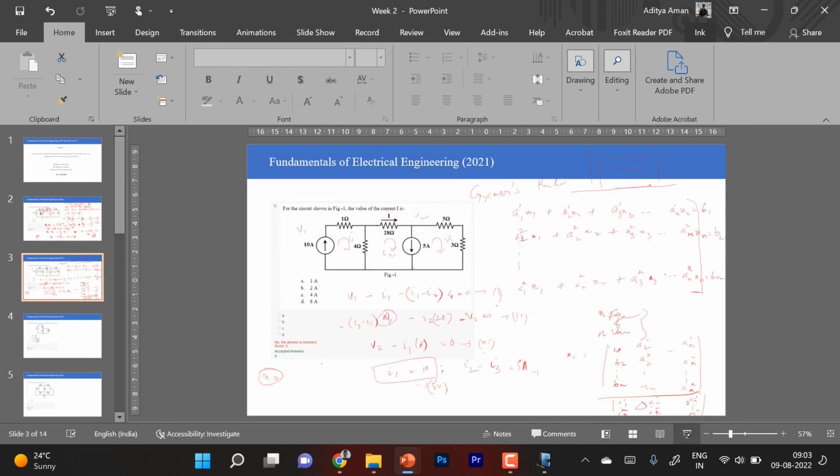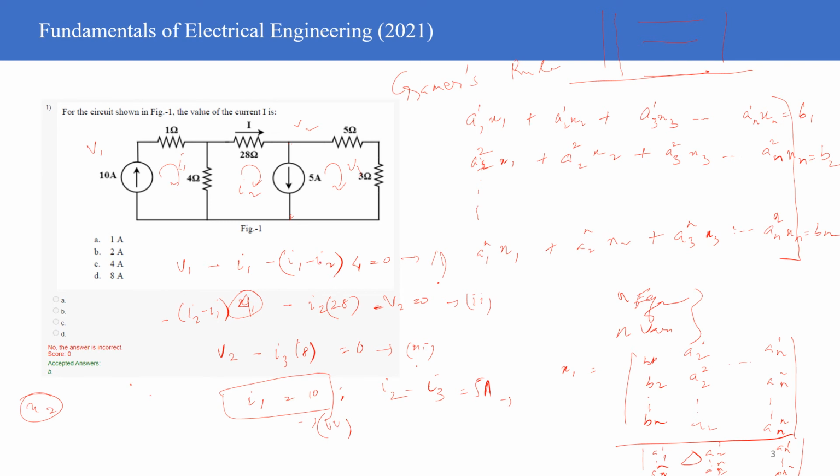So this was I1, I2, I3 was 3 variables, V1 was another variable, and V2 was another variable. But then I had said that I1 is equal to 10, so you had 5 equations to start with, but I fixed the value of 1 variable, so you are now left with 4 variables and 4 independent equations. You can use Cramer's rule to figure out these particular variables.